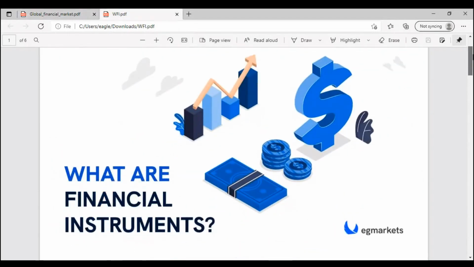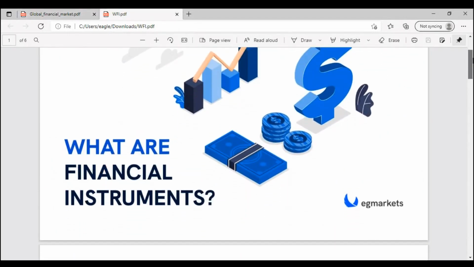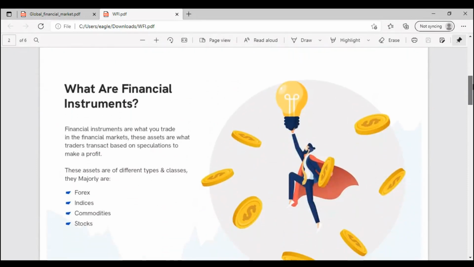So let's go to the next thing on today's list, which is what are financial instruments. Okay. Financial instruments are what you trade in the financial markets. These assets are what traders transact based on speculation to make profits. They are what you buy and sell to make profits. And these assets are of different types and classes.